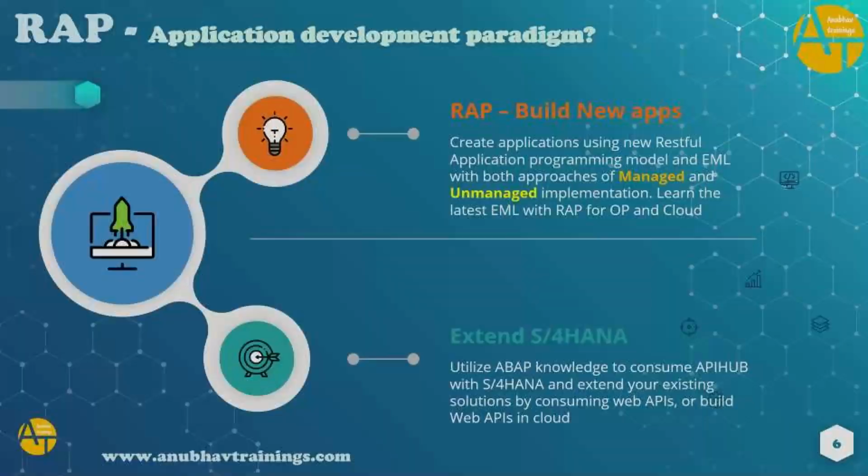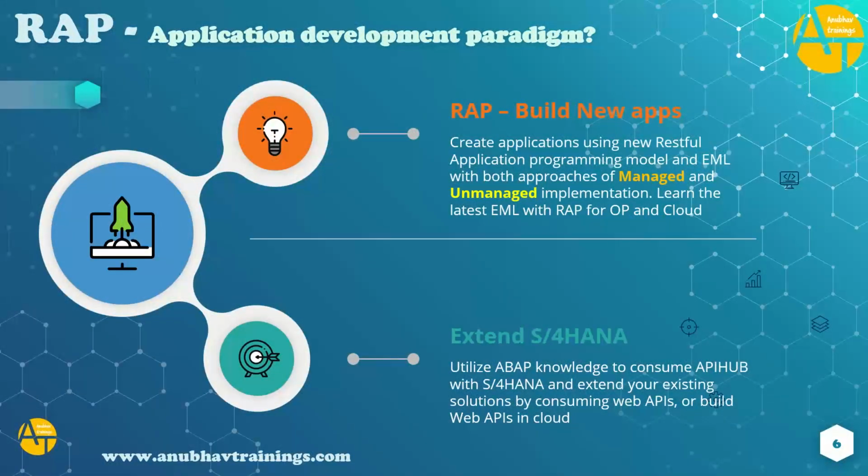Moving on, let's talk about the kind of solutions or the development paradigm with RAP. There are two types of offerings which RAP can give you and allows you to build applications for your company. One is a complete RAP based application from scratch, which is more of a greenfield implementation where your company wants to build a solution directly into the cloud or on premise using the RESTful application programming model and EML, where we have two types of scenarios.